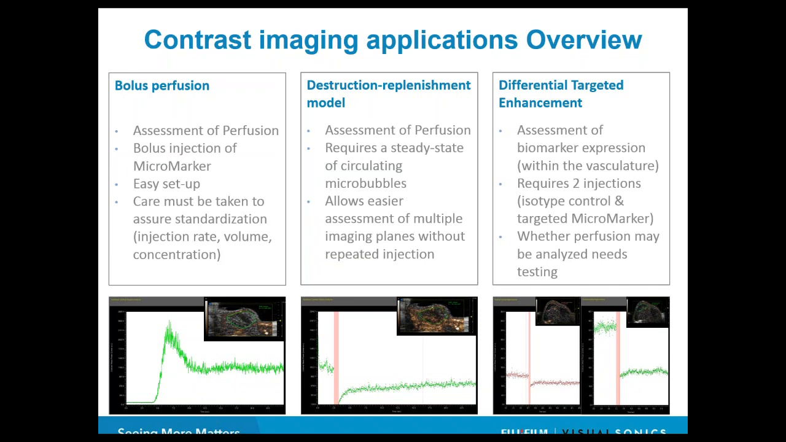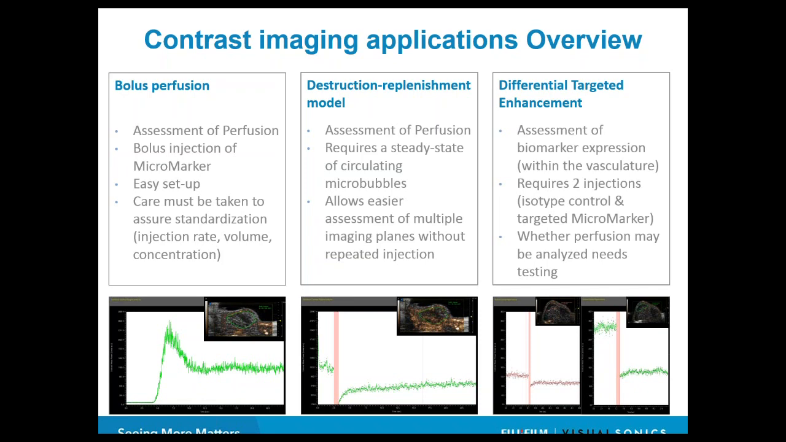The bolus injection is a somewhat easier setup because you don't need to take care of the steady state of circulating microbubbles, which is sometimes a bit more difficult to reach, especially in mice because their blood volume is so small. However, if you do a bolus perfusion, you must take care to really standardize your workflow. So you have to make sure injection rate, volume, and bubble concentration are kept quite similar.